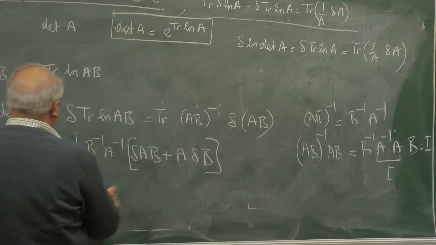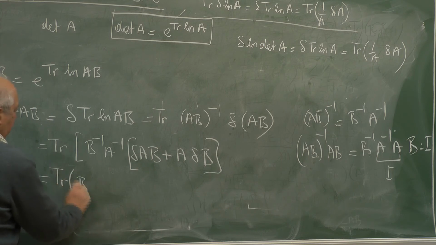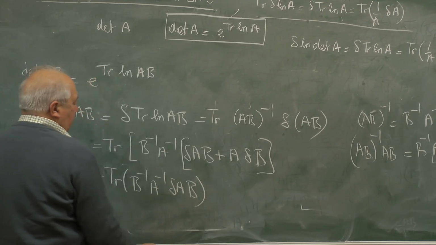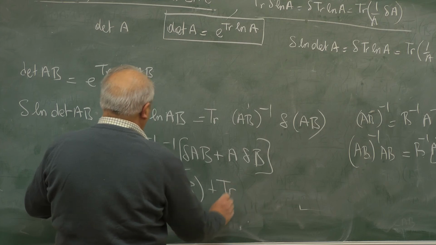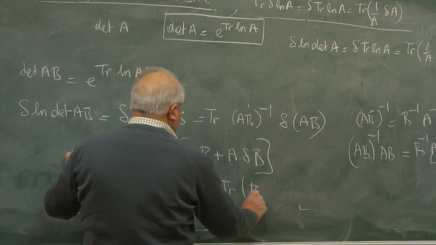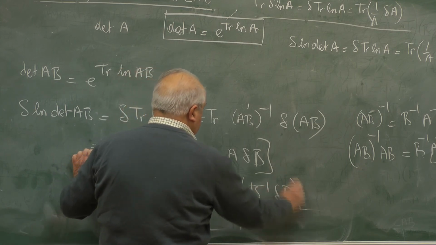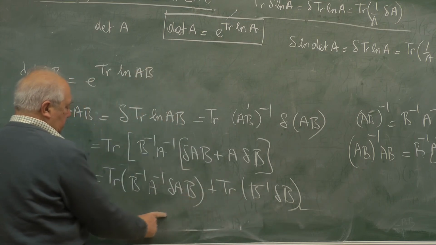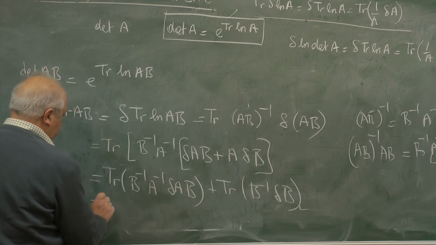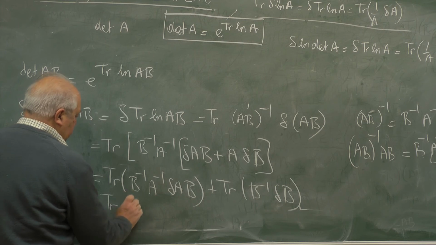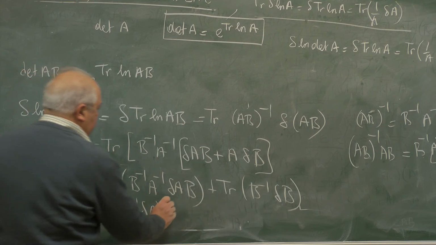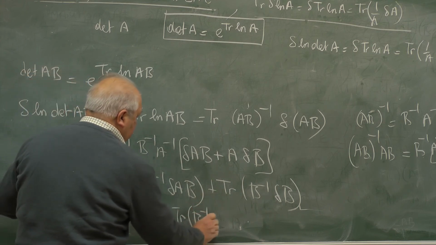With the first one, let me write trace B^-1 A^-1 delta A B plus trace A minus A is unit matrix, trace B^-1 delta B. And here you can circularly permute B here, or take this one there. B^-1 B gives 1, so this is equal to trace A^-1 delta A plus trace B^-1 delta B.